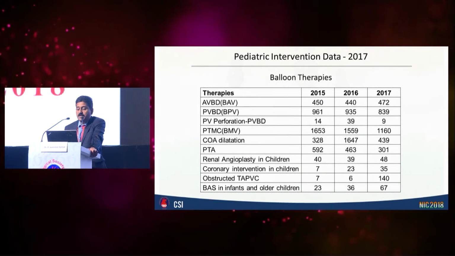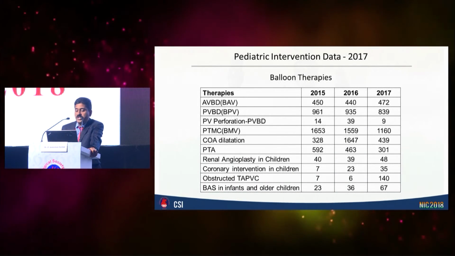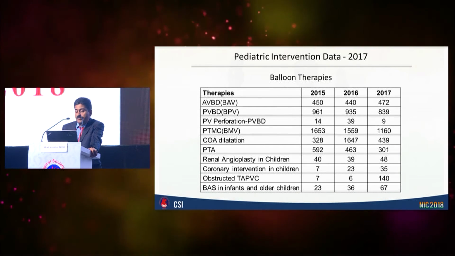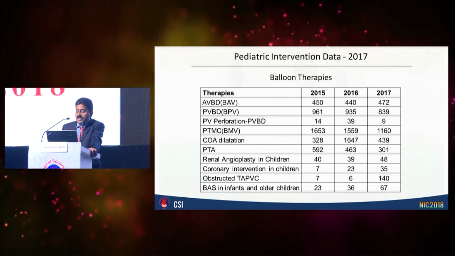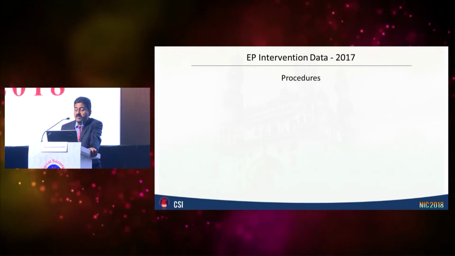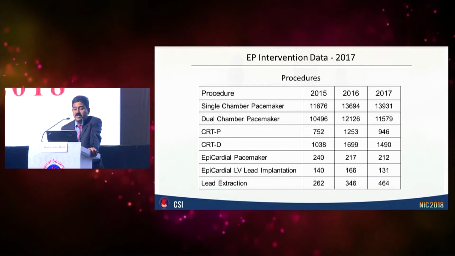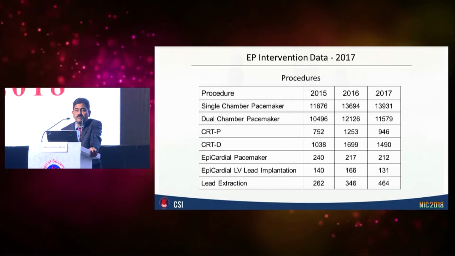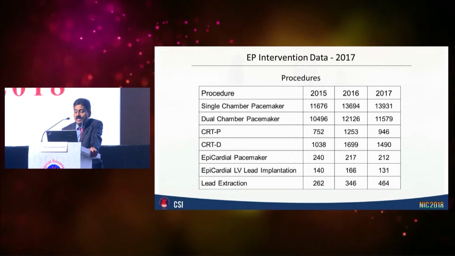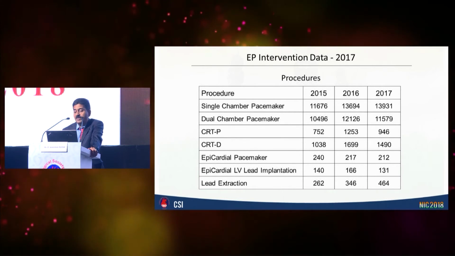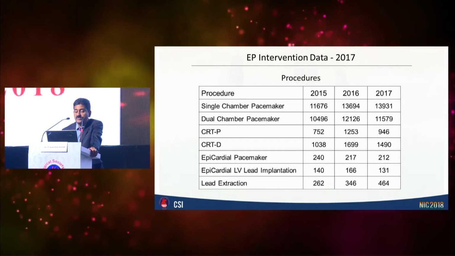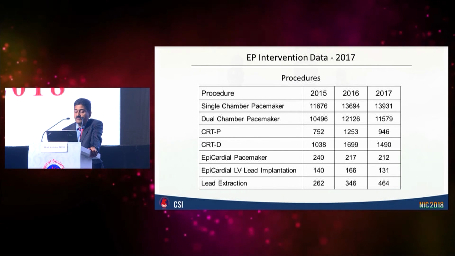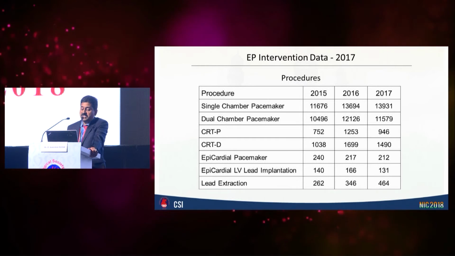Then balloon therapies are mentioned here even in childhood, even less than 12 years, about 1160 PBMVs are reported. And obstructed TAPVC, there may be some things wrong mentioned there. EP procedures, single chamber, dual chamber, a lot of procedures come from Kolkata towards this side. And as the numbers, 11,000 plus dual chamber and about 13,000 single chamber pacemakers were done. About 30 CRTD devices, one-third of 1,000 CRTD devices were done.